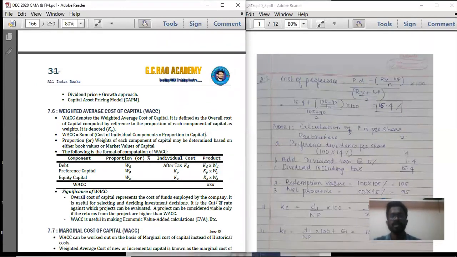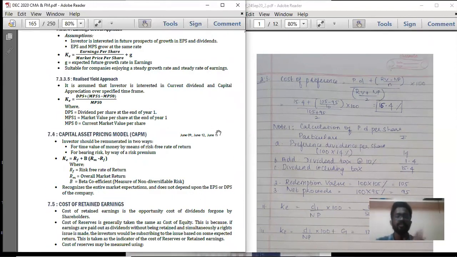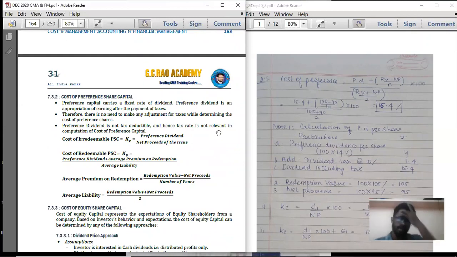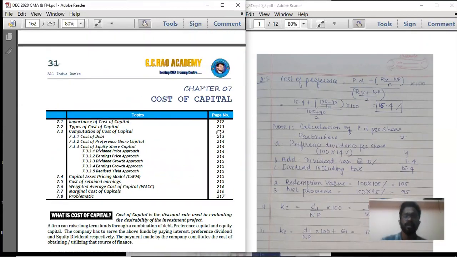You should always calculate the different costs. The only one problem which they will ask from this is to calculate all 3 costs of capital and use that in book value weights and market value weights and find the overall cost of capital. That is the only sum they will ask in this particular chapter. So with that, we have completed cost of capital.